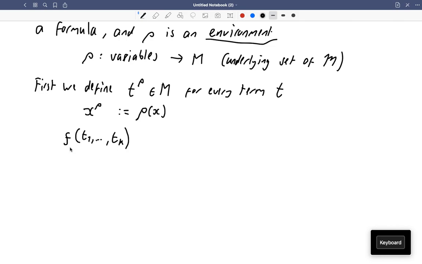And the interpretation of the function symbol is simply obtained by applying the function that interprets f, that's f superscript M, to those k values. So this is defined to be the function interpreting f, the interpretation of f in M, applied to the k values we already have from the terms t1 through to tk. And this is where k is the arity of the function symbol f.